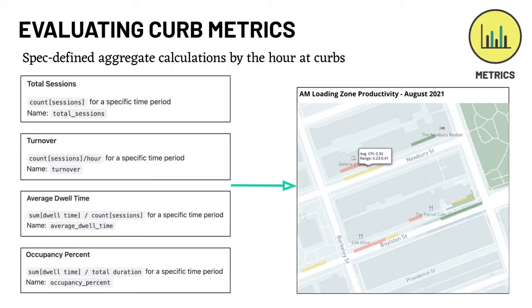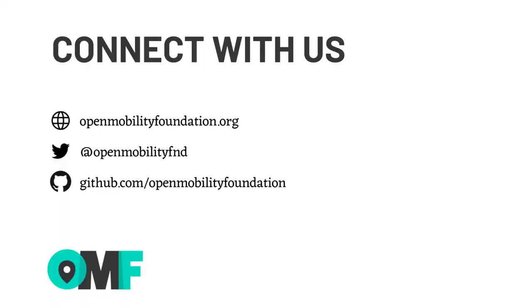And then we do have these metrics, which I mentioned, which are well-defined ways to publish publicly as open data what's happening, what has happened at the curb, and things like turnover in sessions and dwell time, et cetera. So I'll leave it at that.